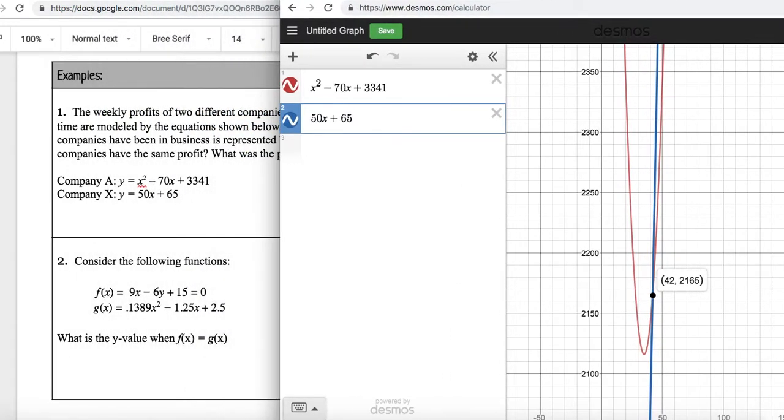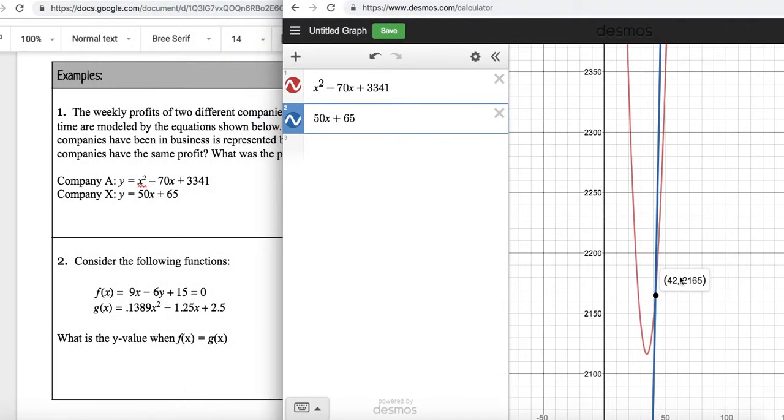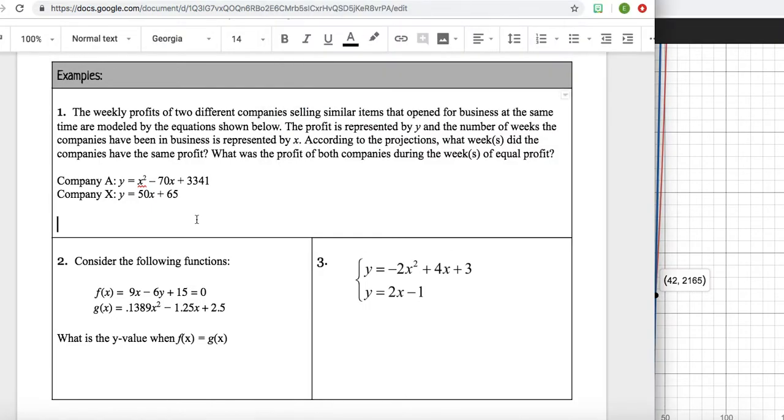So 42 and 2,165 represents the number of weeks that the companies have been in business, and then that would be their profit, and it would be the same amount for both companies. So you could write something like, after 42 weeks, both companies have a profit of $2,165. And you, of course, can write this with a pencil or pen. I'm just trying to show you with my computer.